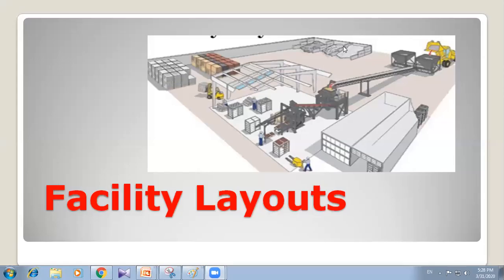Hi students. So today we are going to discuss facility layouts. These are the learning objectives for the day.